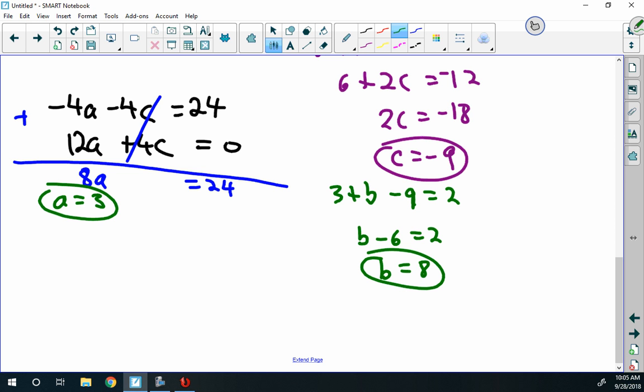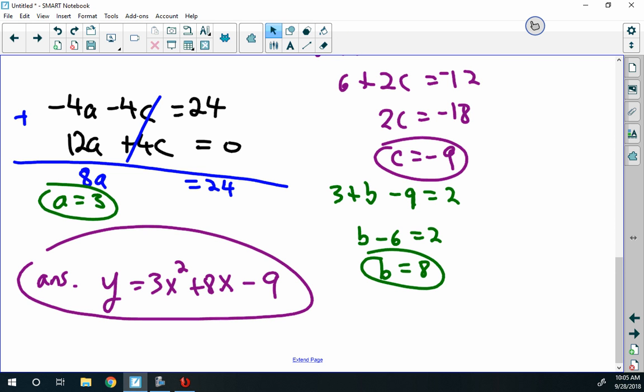And I'm still not done. I found the variables. Now I got to write my answer. So my final answer, 3 weeks later, my answer is y equals a x squared plus bx plus c. Whew. Boy, I hope I don't have one of those on the Chapter 4 test question.